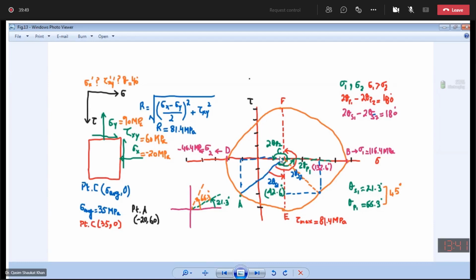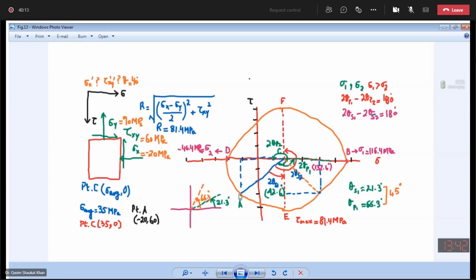So maximum in plane shear stress is your point E, which is 81.4 megapascals, and F is your minimum value of the shear stress. We just needed the maximum value of in plane shear stress. Now next we want to calculate the orientation of the shear planes.